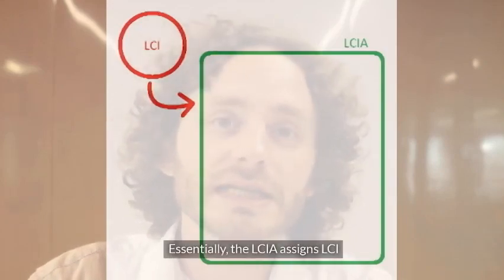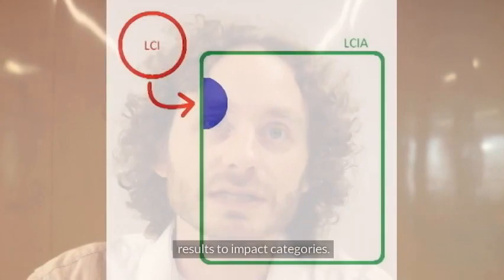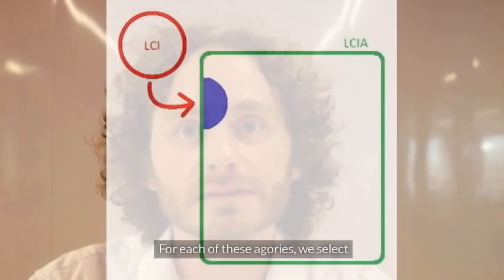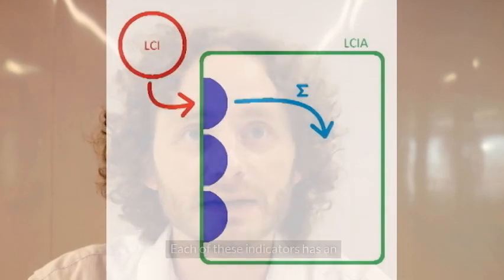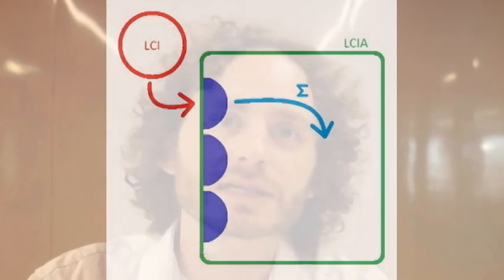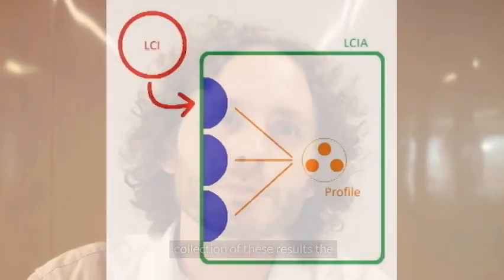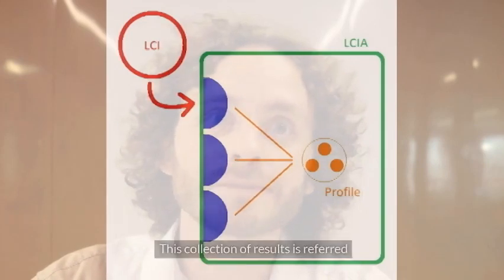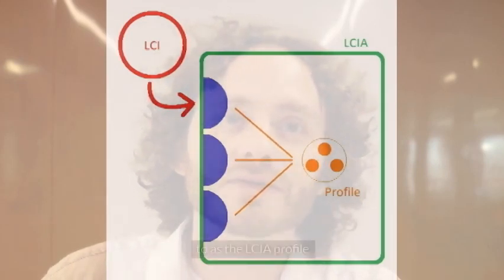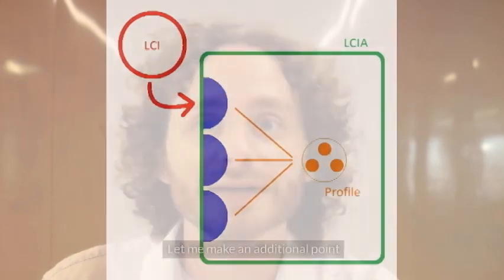Essentially, the LCIA assigns LCI results to impact categories. For each of these categories, we select an impact category indicator. Each of these indicators has an associated result calculated, and the collection of these results provide the relevant information that we obtain from this phase. This collection of results is referred to as the LCIA profile.